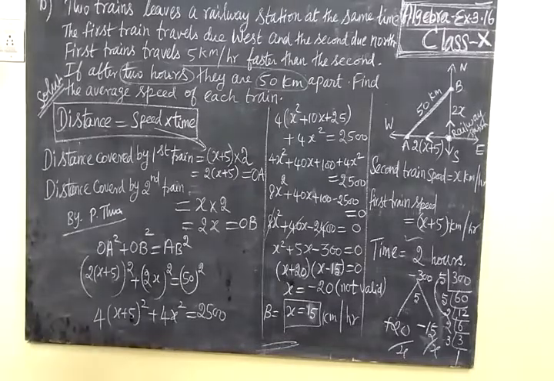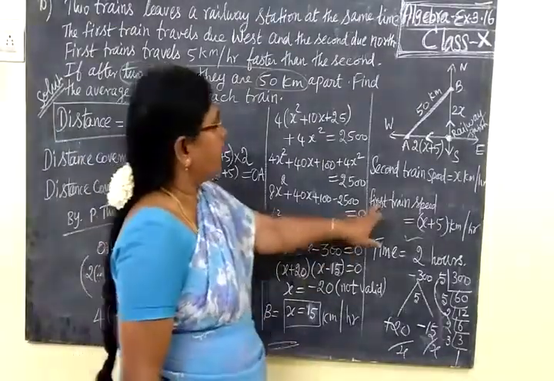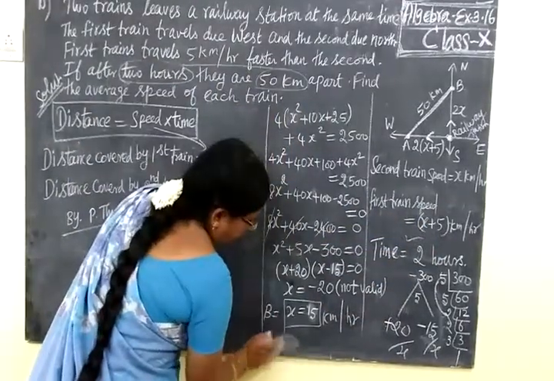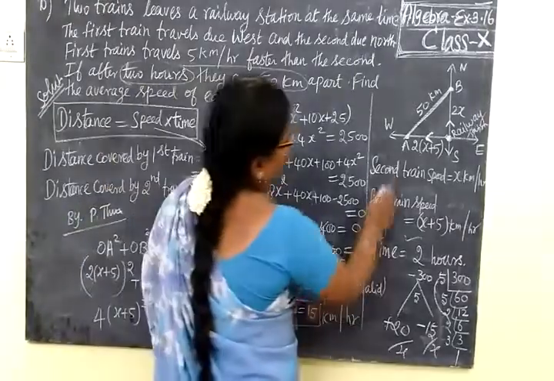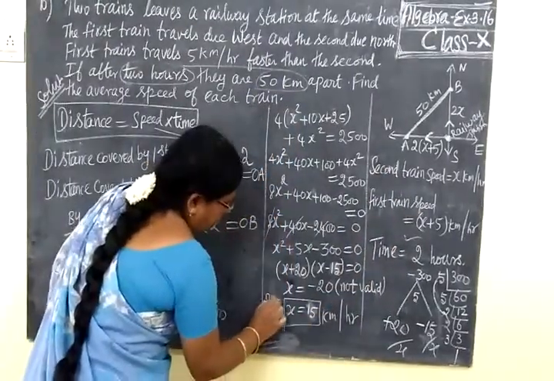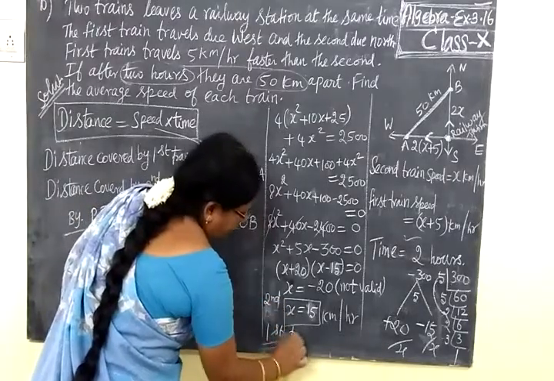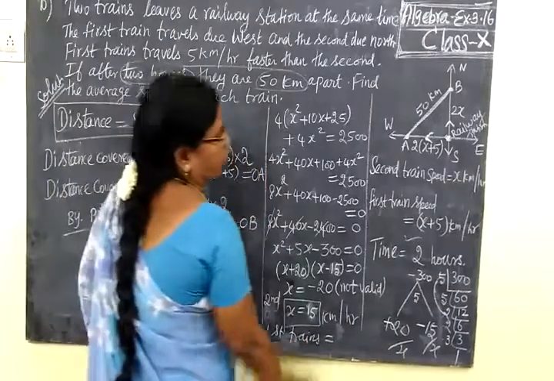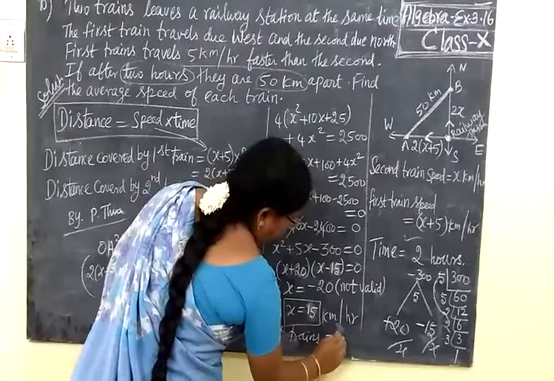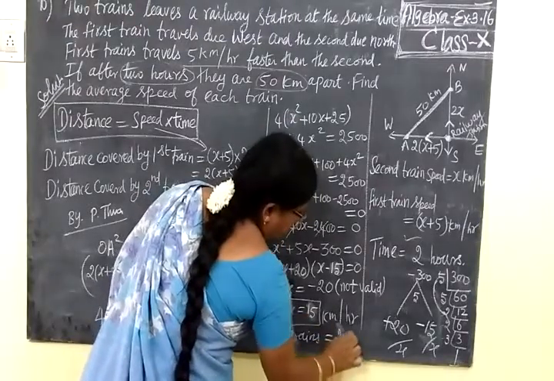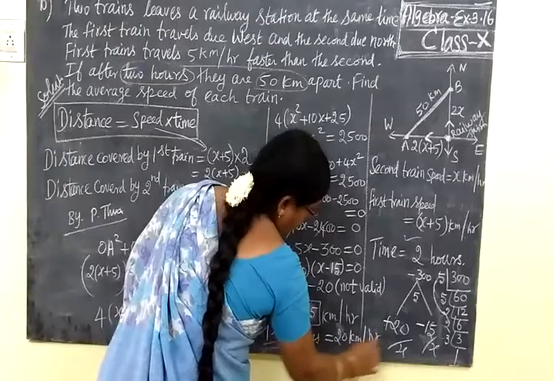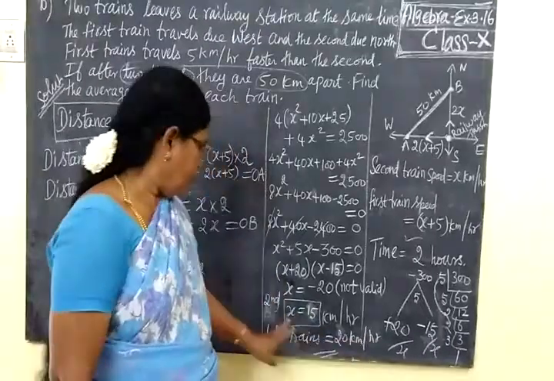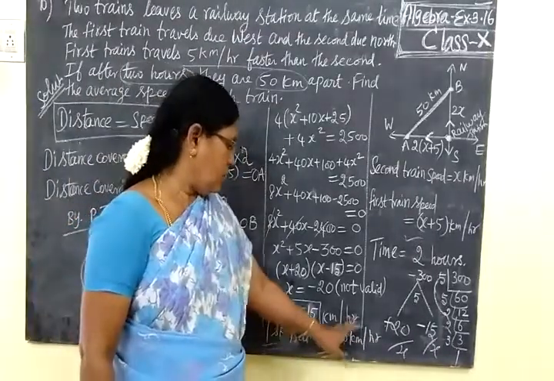And here one more thing. Here we have to find the speed of the first train also. So this is x for the second train, then the first train goes 5 kilometer faster. So x plus 5, x is 15, so 20 kilometer per hour. So the first train goes 20 kilometer per hour, the second train goes 15 kilometer per hour.